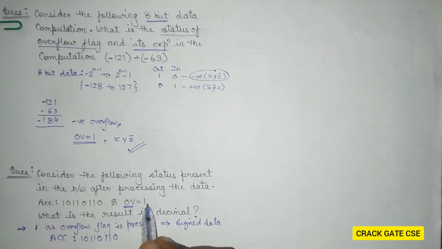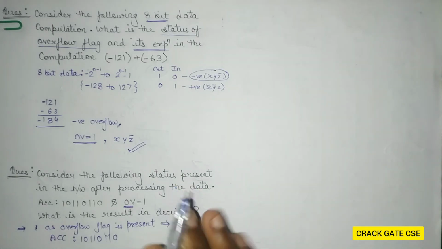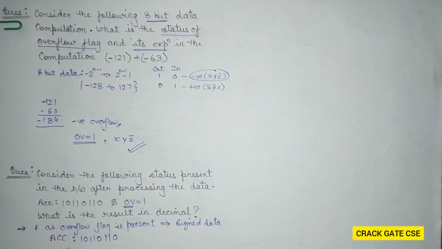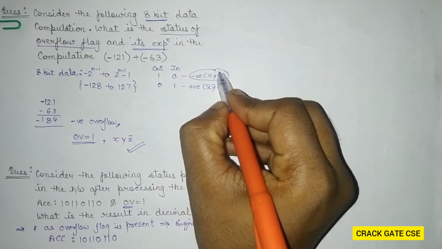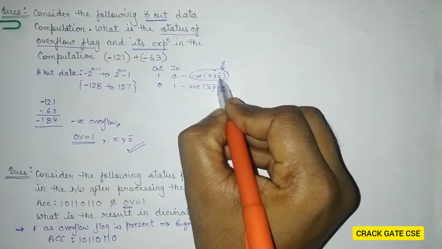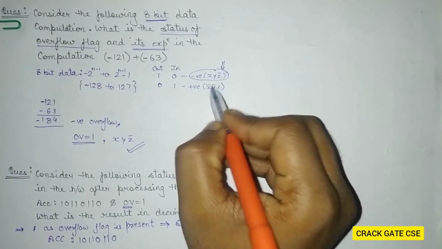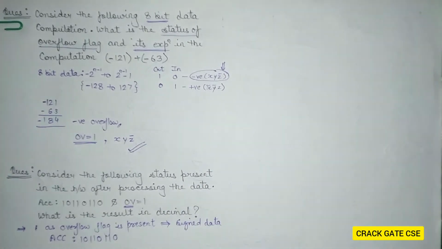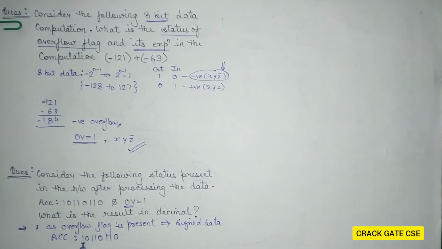We are not aware whether this overflow is a positive overflow or a negative overflow. So how can we find out? I already told you that these are the two expressions. So we have the accumulator, and this z bar or z is nothing but the result, and the result is stored in the accumulator. So can I say that this particular bit is representing the z value, right?